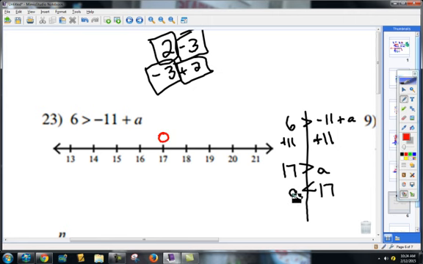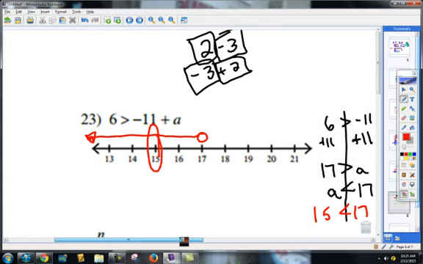Where are my solutions this time, Ashley? It's going to be to the left. Now I plug in a solution, guys. Is 15 less than 17? Yes, it is. We're going to skip that one.